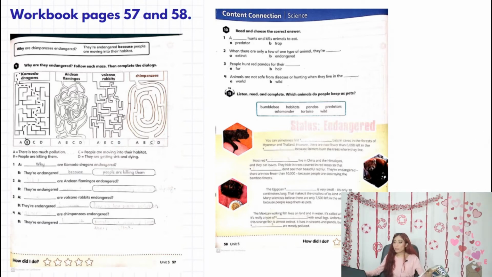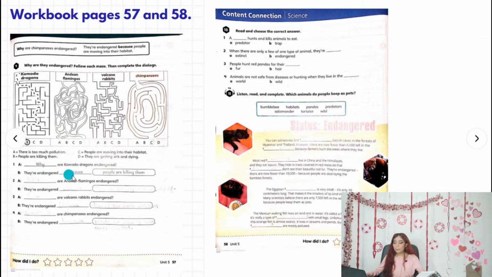So when you finish this activity, you need to circle whichever was the letter. And now you can go to the dialogues. Number one, it's already answered, so you can have it as an example. It says, why are Komodo dragons in danger? Of course, you can see that the question starts with why. Very good. Now you have the answer.